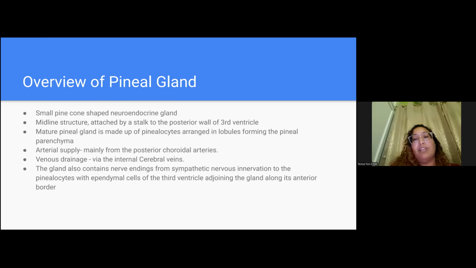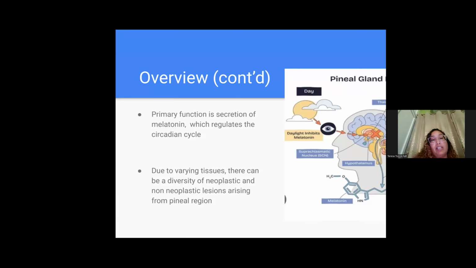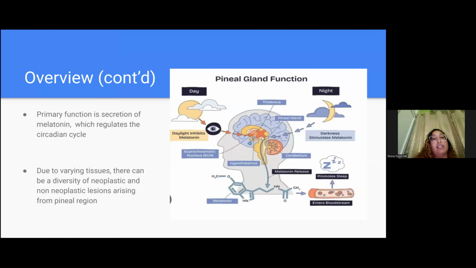sympathetic nervous innervation to the pinealocytes, with ependymal cells of the third ventricle adjoining the gland along its anterior border. The primary function of this gland is the secretion of melatonin, which regulates the circadian cycle. Now, in this gland, due to varying tissues, there could be a diversity of both neoplastic and non-neoplastic lesions arising from the pineal region.